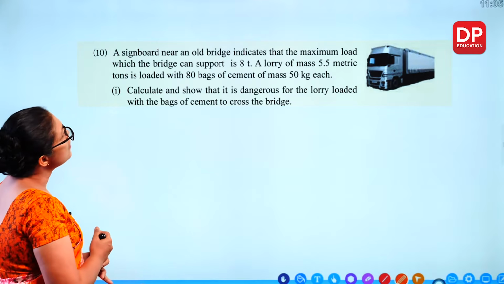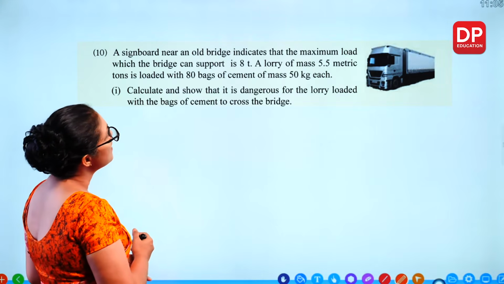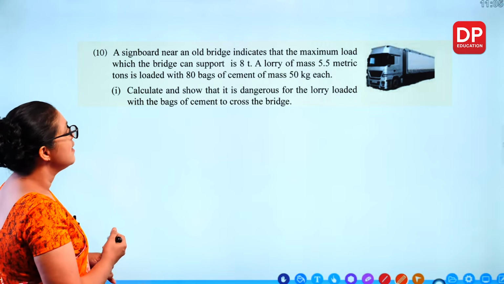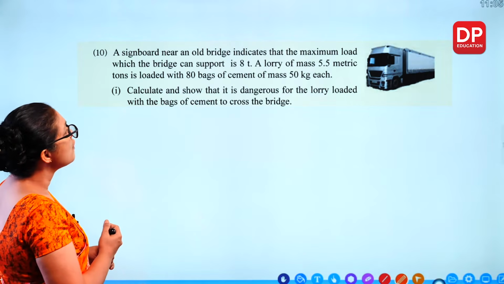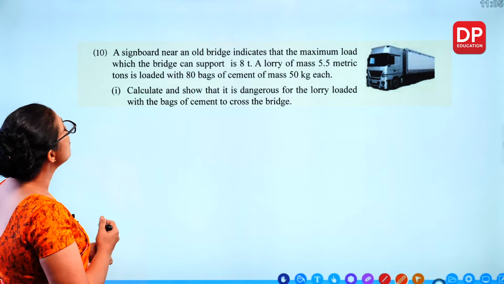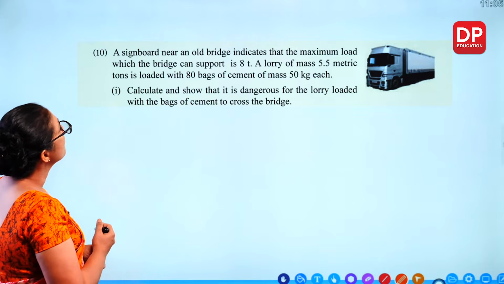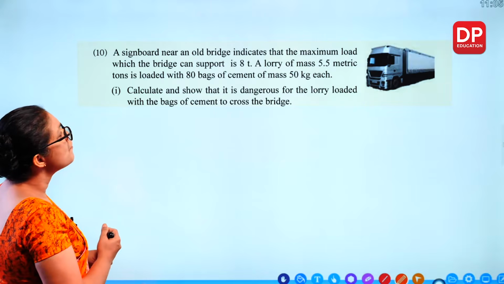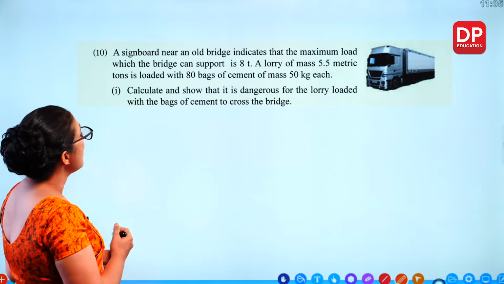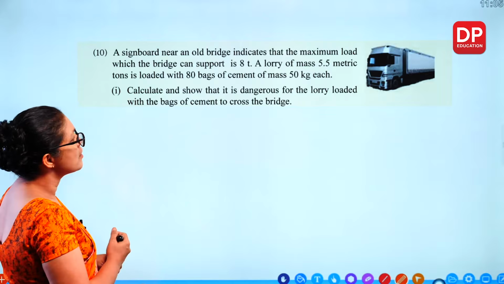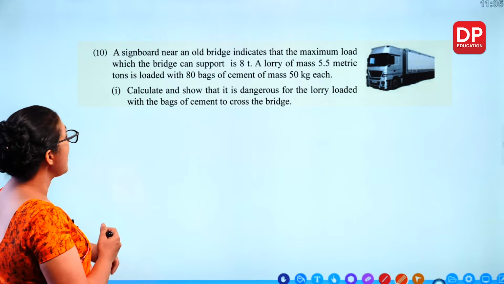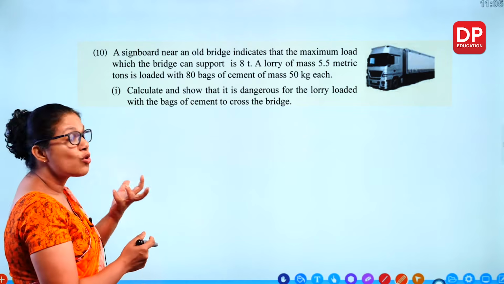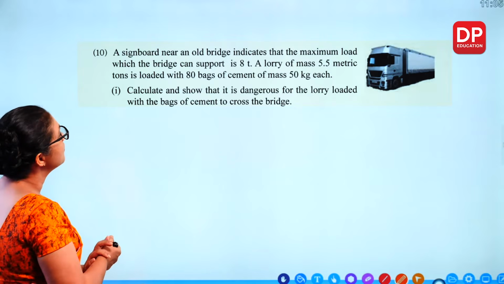A signboard near an old bridge indicates that the maximum load which the bridge can support is 8 tons. A lorry of mass 5.5 metric tons is loaded with 80 bags of cement of mass 50 kilos each. Calculate and show that it is dangerous for the lorry loaded with the bags of cement to cross the bridge. So you have to check the total mass.